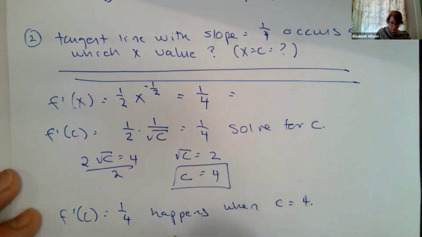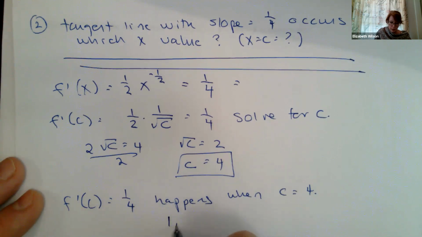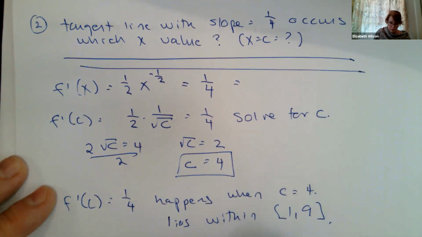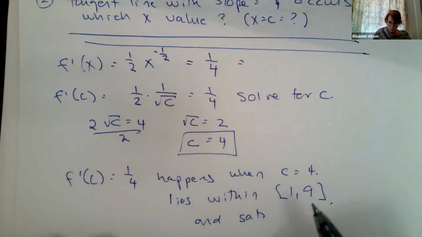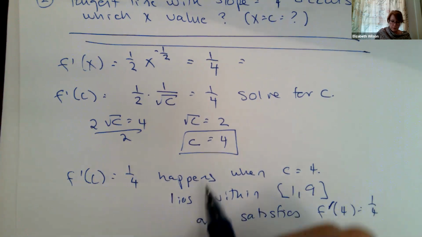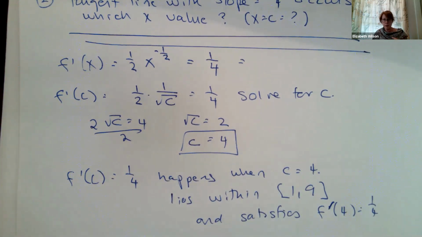This C equals 4 lies within our interval 1 to 9 and satisfies f prime of 4 equals 1/4. That's f prime of 4. So we used our secant line. We found the slope for the secant line. We said, what's the value of C where the tangent line is going to have the same slope? They're parallel, which means they have the same slope.